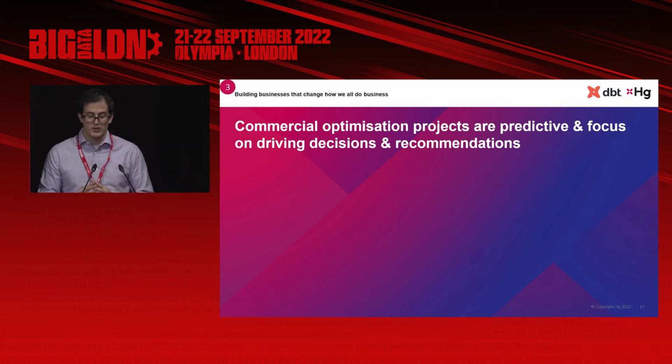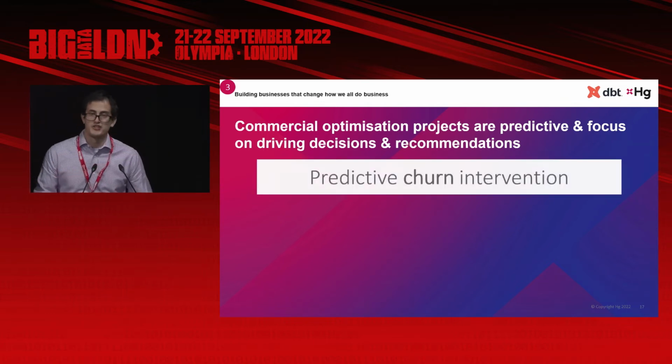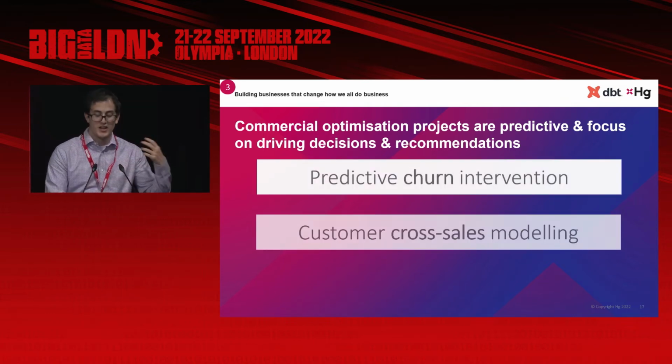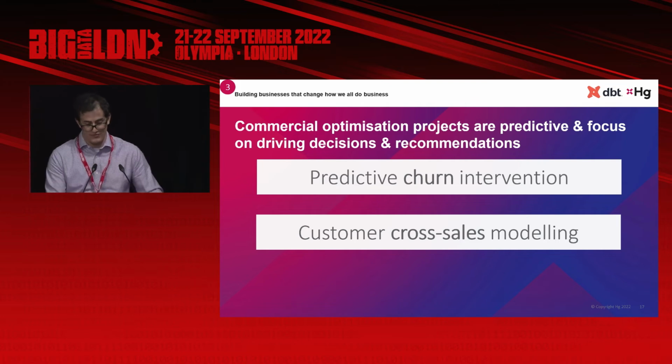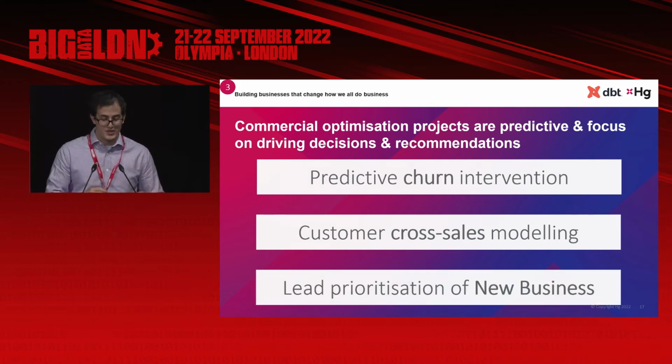So some common examples where we've done many projects in the HG data team are things like predictive churn intervention. It's things like customer cross-sales modeling, which I'll show an example of. It's things like lead prioritization of net new business. And there are many more in this list that go on and ones that we've worked on. And before I show an example, one thing I would flag is that these projects often sound much harder than descriptive BI reporting, but from a data perspective, they really don't have to be.